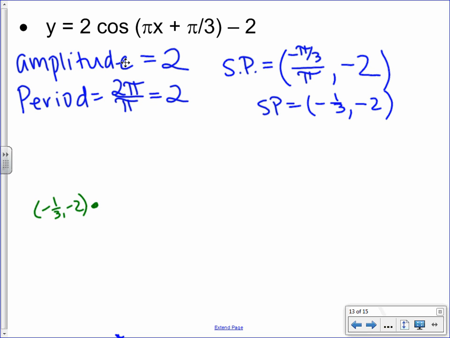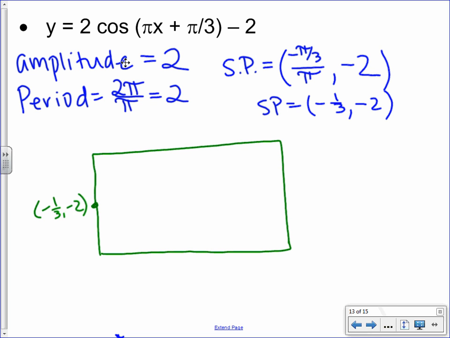We are going to draw up our amplitude of 2 and down our amplitude of 2. So we're going from negative 2 to 0 and negative 2 to negative 4. And we're going to draw our rectangle, or our frame, the length of the period. If we're beginning at negative 1/3 and our period is 2, we're going to take negative 1/3 and add 2 to it, which is 5/3.